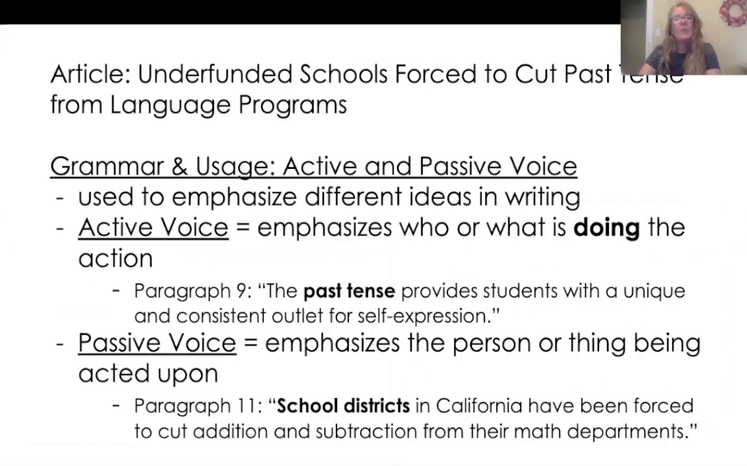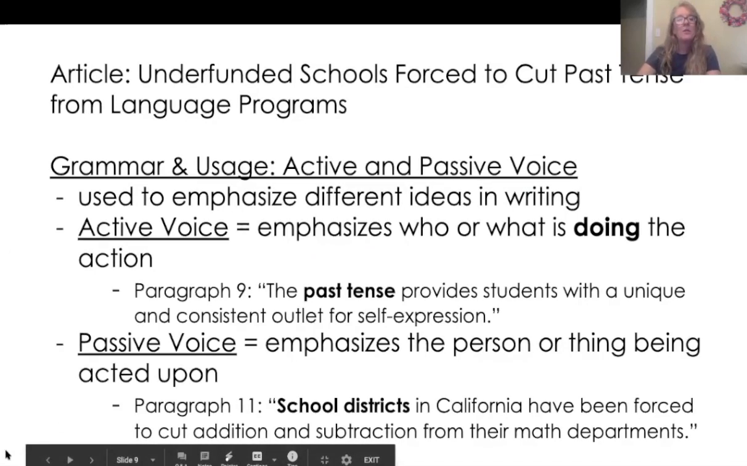All right, so before we start, there's a little green box to the side of your text if you've read it, and it's called Underfunded Schools. The title of the article is Underfunded Schools Forced to Cut Past Tense from Language Programs. Okay. So it's got that box there on the side, and it talks about grammar and usage, active and passive voice.